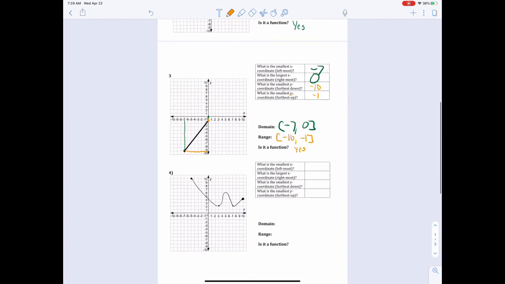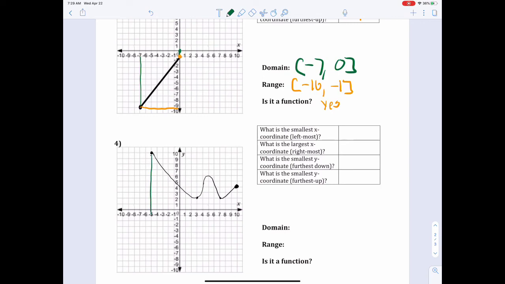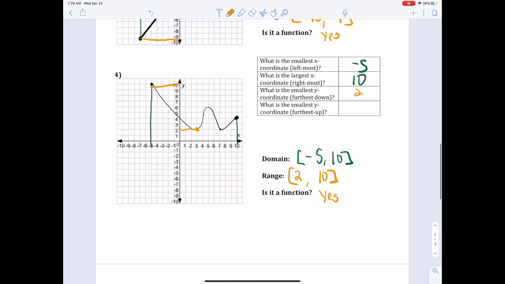And the final one here, the smallest x coordinate, so you look for the leftmost point. That is right here, -5. Then you look to the furthest right on your graph. Where's the furthest right that you see? Well, it's this point. That's 10. So our domain will be -5 and everything in between, all the way to 10. And then our range is the smallest point, this lowest point on our graph. So I see that being right there. That is 2. So we go 2, and then all the way up to here, which is 10. It is a function.